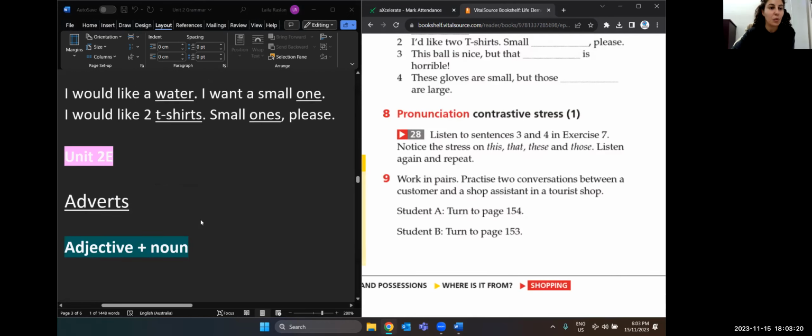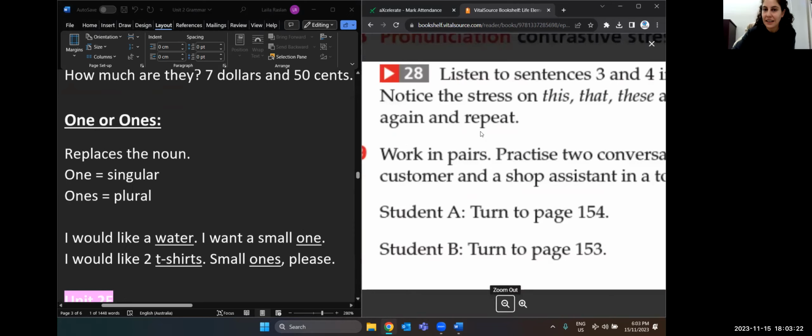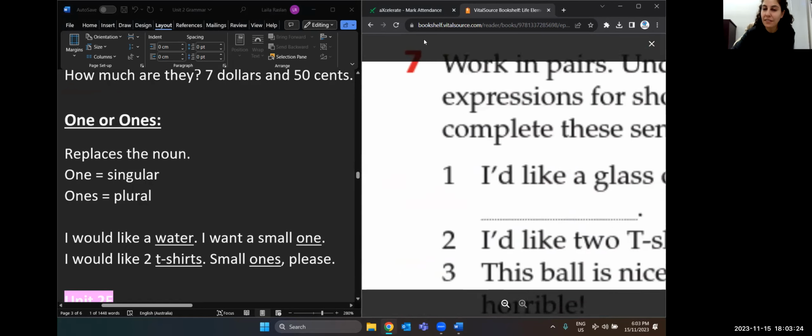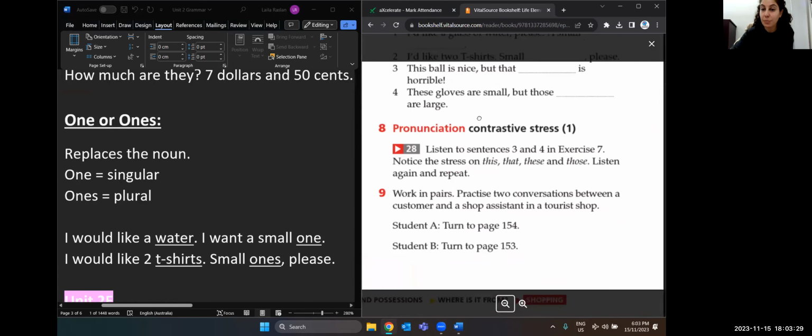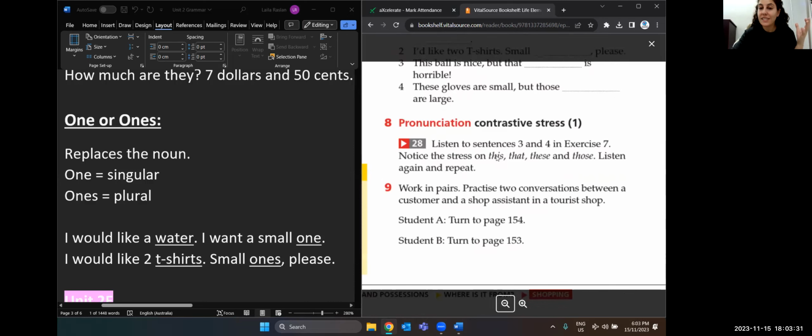Okay. What we have is number 8 is just telling us that we have to put a stress on the word. A stress means that I push my voice. So for words like this, that, these, and those, remember I'm talking about the object? So I need to push that word. I want that one. I want these ones. I want those ones. So I have to push that word when I say it. Not just, I want that one, but I want that one.